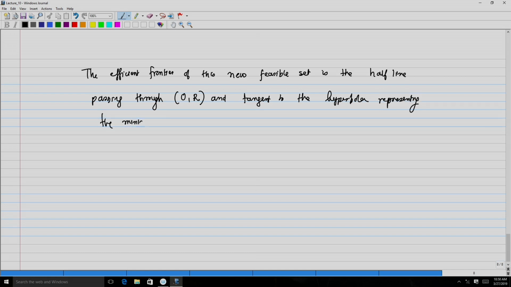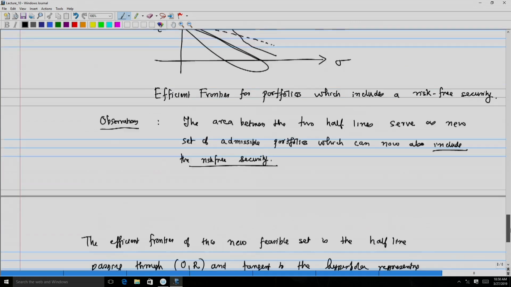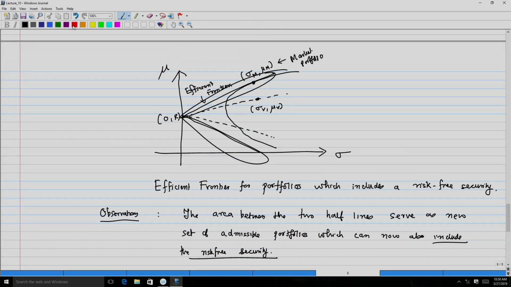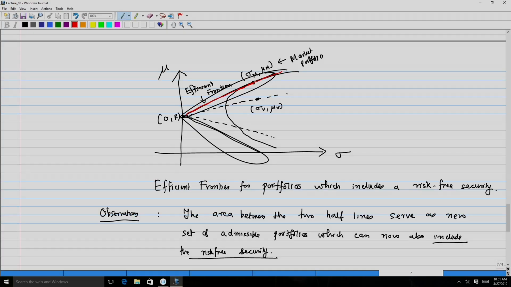It looks like a hyperbola or a parabola, representing the minimum variance line constructed from risky securities. So, by this I mean basically that this top part that we have here is going to be the efficient frontier, and this is tangent to the hyperbola that was obtained from a portfolio which comprises exclusively of the risky asset. And this particular point of tangency is what is known as the market portfolio.